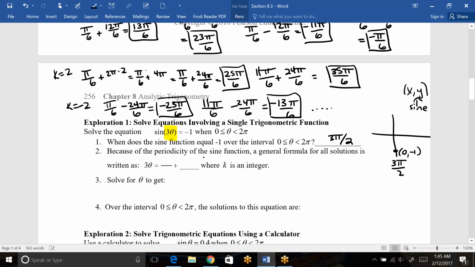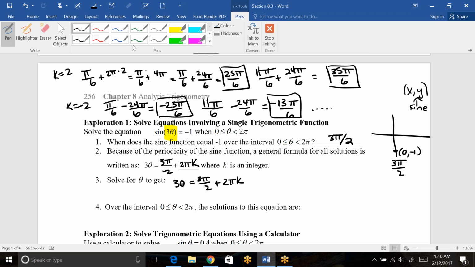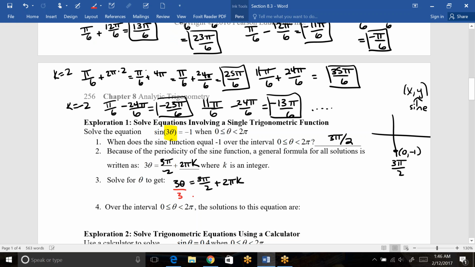Because sine is a periodic function, in other words, it repeats a pattern from 0 to 2 pi, we can write all of the solutions, the general formula, as 3 theta equals 3 pi over 2 plus 2 pi k. To get theta, we need to divide everything by 3. We're going to divide everything by 3, even this stuff over here, trying to solve it for theta.